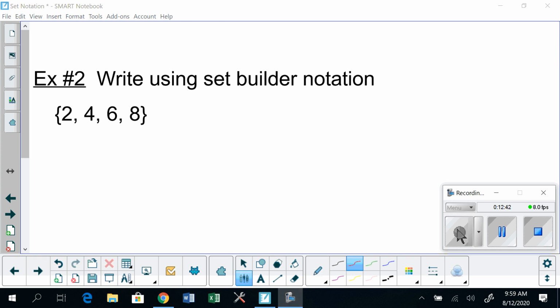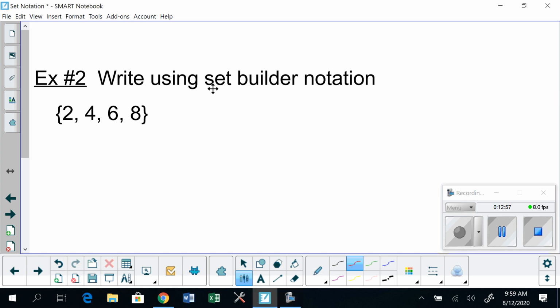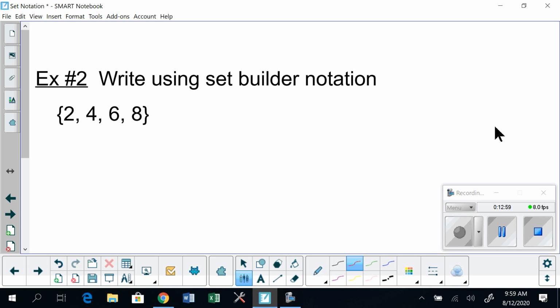Now in our last example, example number 2, we're going to kind of go backwards. In this example, we're given a set. And essentially, we're asked to write a definition of that set. And we're going to use something called set builder notation. If you're ever asked to write something using set builder notation, the key is this. Set builder notation will always start with a symbol that looks like this. You'll have a left brace. You'll have a variable that you get to choose, and then you'll have a long vertical line like this.